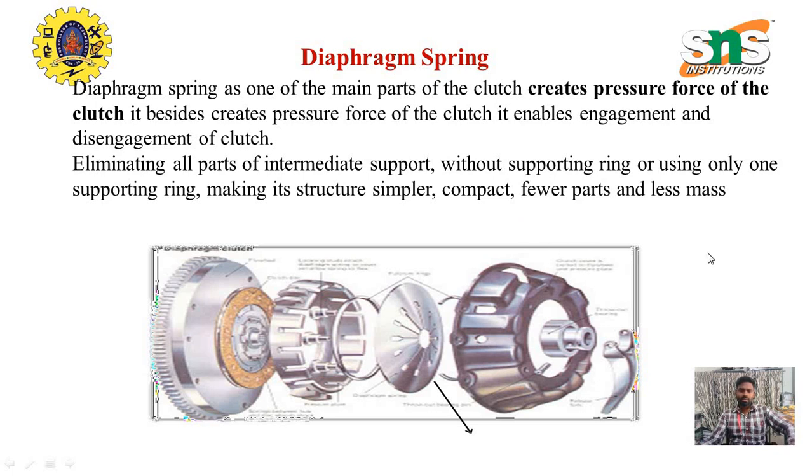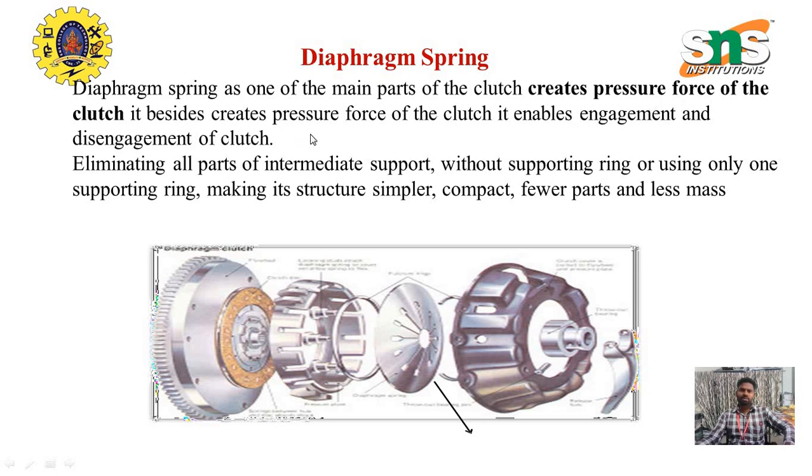The coil spring has a higher number of smaller components, whereas the diaphragm spring completely eliminates those parts and includes very few parts, so that we can use it when the system needs to be very compact. The diaphragm spring is one of the main parts of the clutch. It creates the pressure force of the clutch.